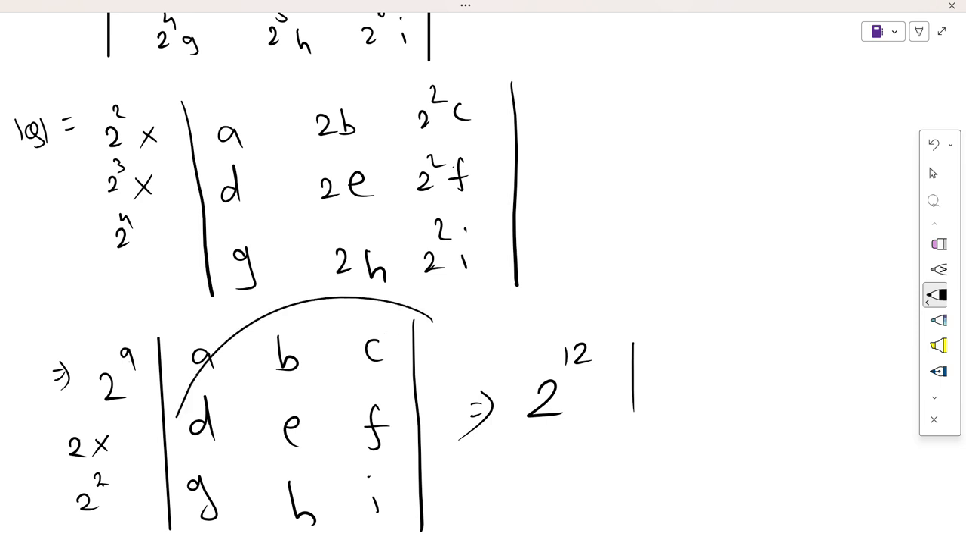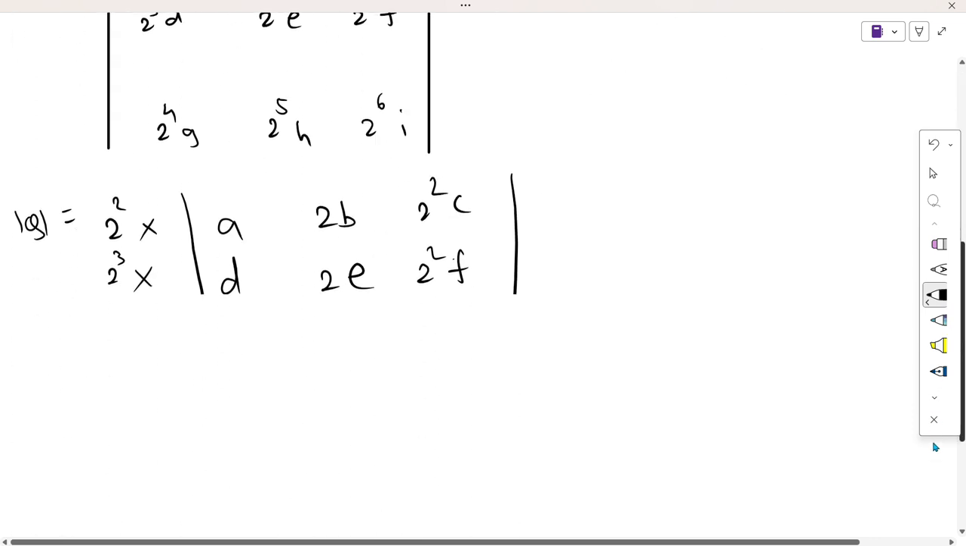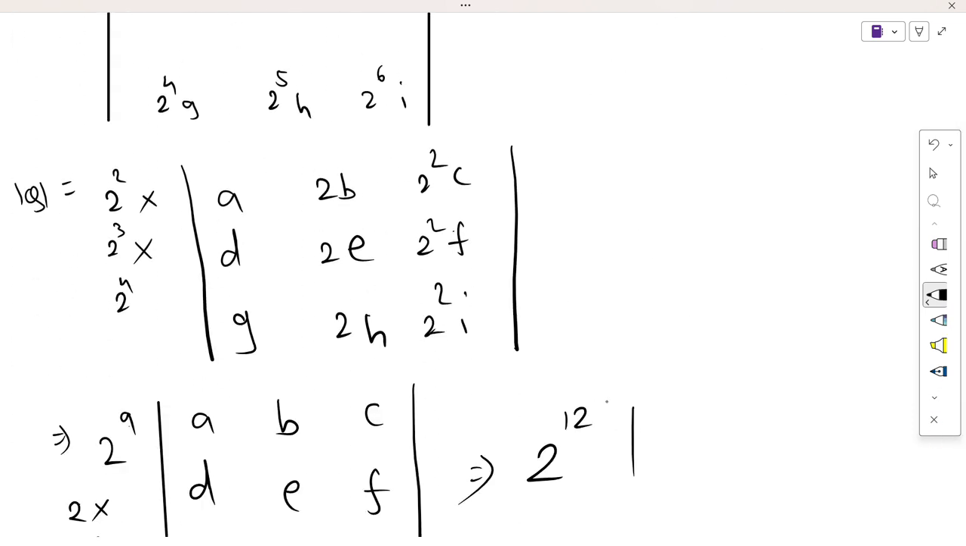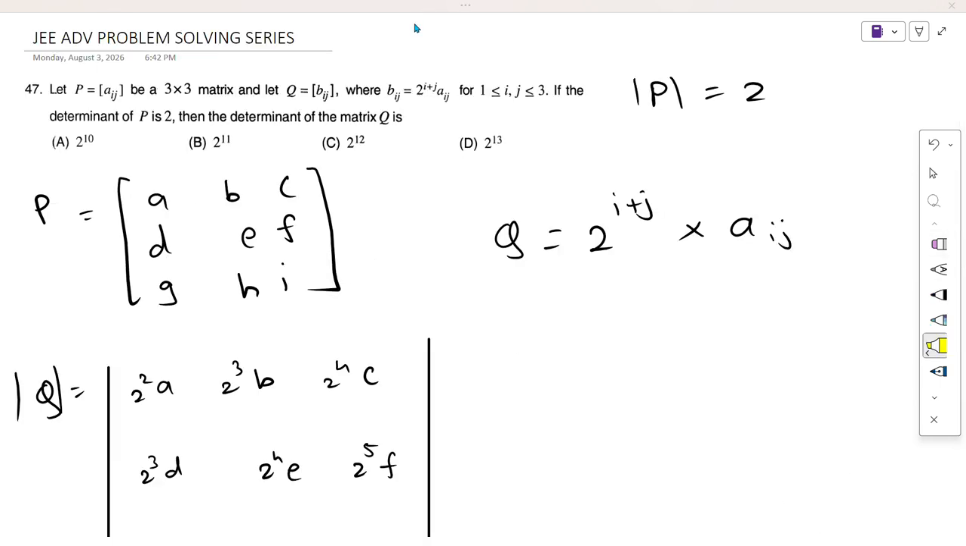And if you notice, this is nothing but the determinant of matrix P, right? So this will be 2 to the power 12 times determinant of matrix P, and determinant of matrix P was 2. So it will be 2 to the power 12 times 2, and it is 2 to the power 13. So answer to this question is option number D.